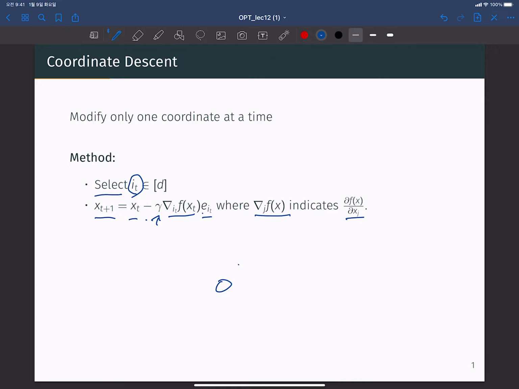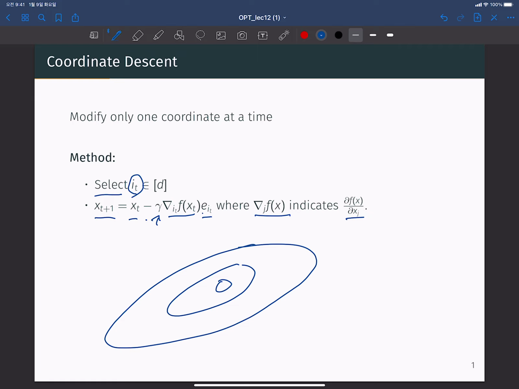So let's consider a very simple example. Let's consider this contour of your objective function. Then basically the coordinate descent approach just updates one axis at a time. So update this, and then update this, and then update this, and then update this, and so on. This approach is not only simple but also very efficient in some cases. I'll explain why this is efficient as well.